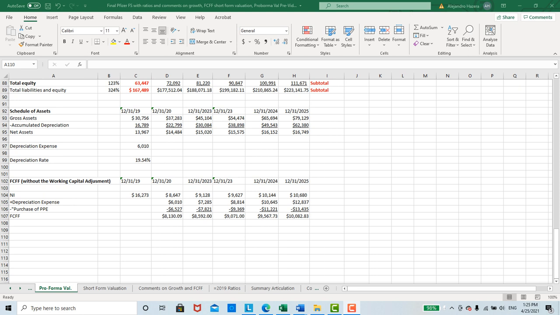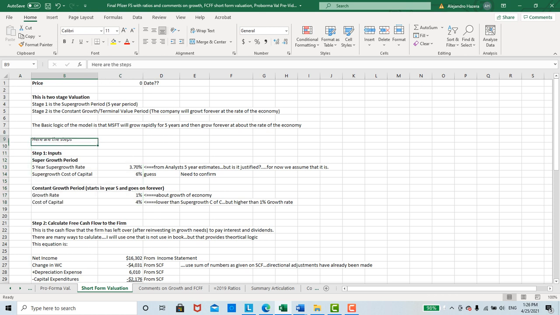Now, in the last video, we did a schedule of assets, and we used that schedule of assets to build our free cash flow. Notice what we've got: 5 years of free cash flow. We'll consider that to be our super growth period, even though this company, as I've said a couple times, isn't really a super growth company. We're doing this for format, and so we're using the same basic two-stage model that we used for the short form valuation. First, we have a super growth stage, and then we have a constant growth stage.